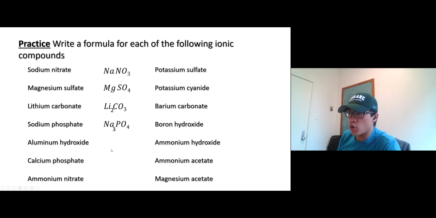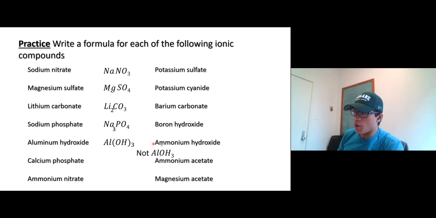Next one, aluminum hydroxide. Okay. So aluminum group 3 plus 3. Hydroxide, if you look back, like sodium hydroxide, is just minus 1. So plus 3 minus 1. So you should get Al(OH)3 like that.